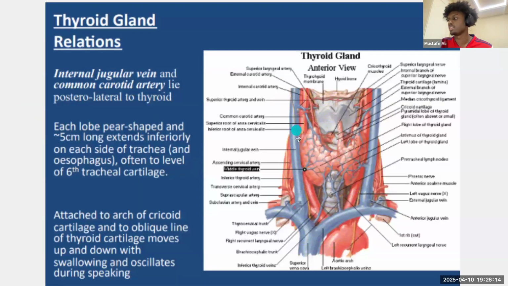Now, this picture or this slide was in Dr. Yaqeen's lecture. As you can see, the common carotid and the internal jugular vein run laterally and kind of behind the thyroid gland, posterior laterally, towards the thyroid gland. It's a pure recall question and doesn't really require thinking. It just helps you orientate the structures around the thyroid gland.